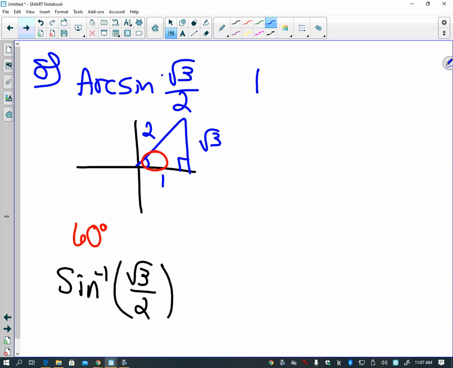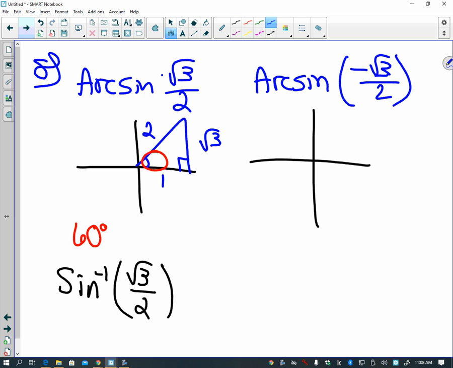This one's arc sine, but this time it's giving you negative radical 3 over 2. So we draw it. The opposite is negative this time, which means it's down here, because my opposite is negative, but my hypotenuse is positive. So what is that degree? Negative 60.